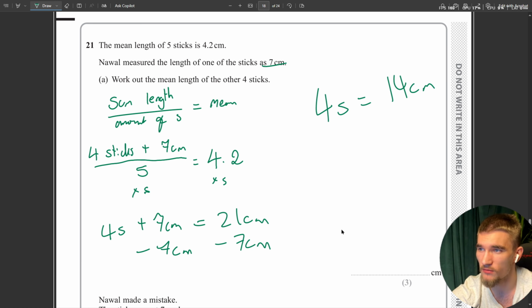Work out the mean length of the other 4 sticks. But that's the total, that's not the mean, right? So I'm going to have to do 14 divided by 4 in order to actually find the mean. And how do we do that? Let's just do the bus stop method.